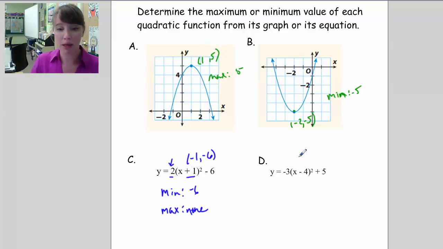Okay, again, here the vertex is (4, 5). This is opening downward, so this is going like this. So its vertex is going to be its maximum value here. So the maximum value is 5, and the minimum value is none.